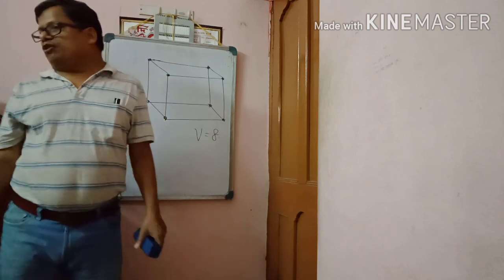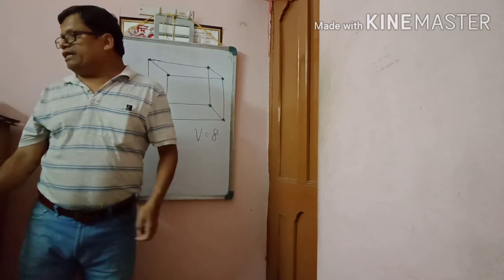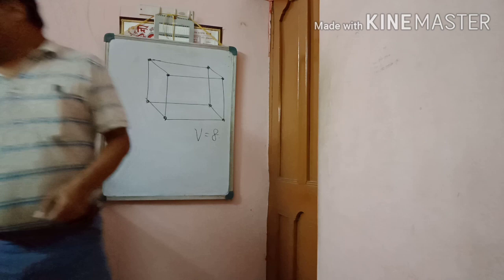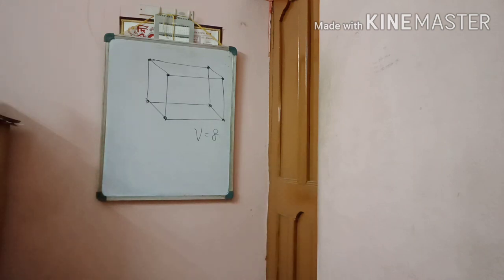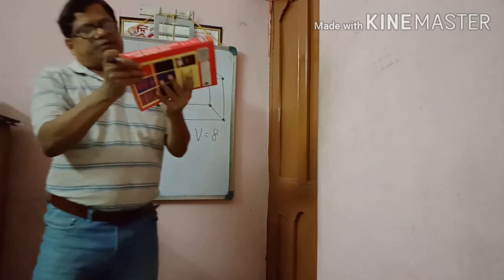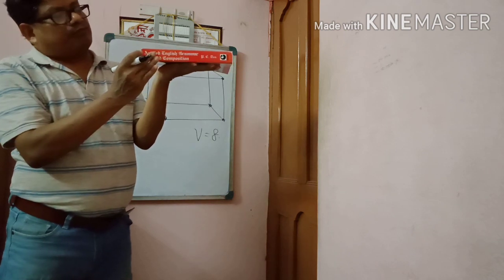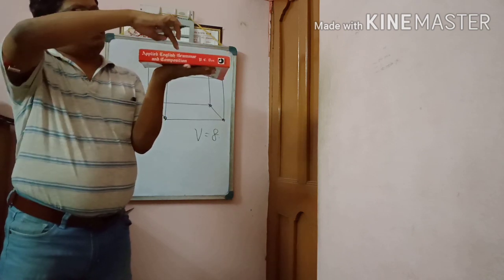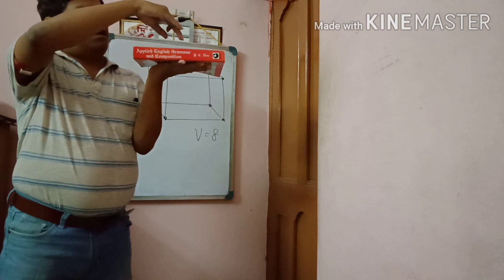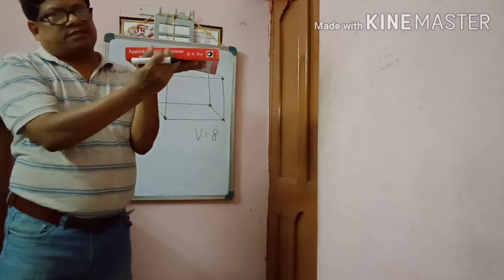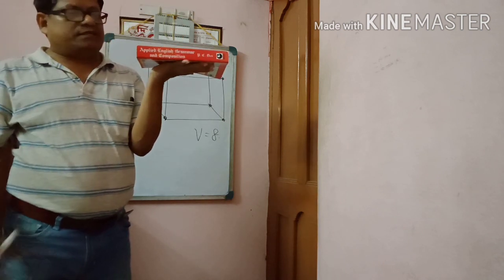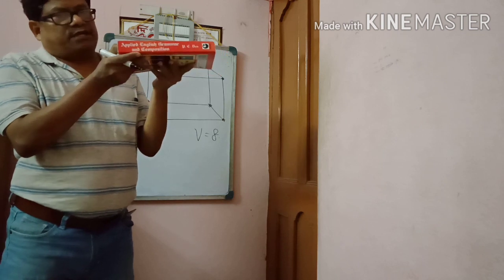Like the geometry box, all of you know this figure. Suppose I am showing one minute. Look here, I am taking one book. See this figure. Everybody has books, see this figure. This is the front face. How many faces are there? There are 6 faces.